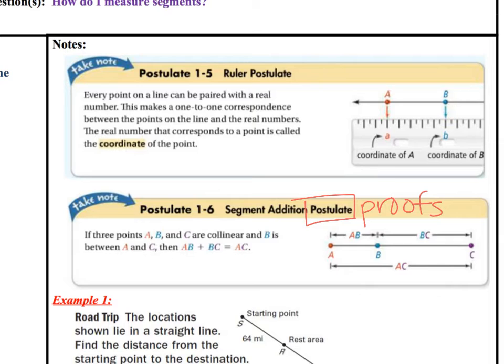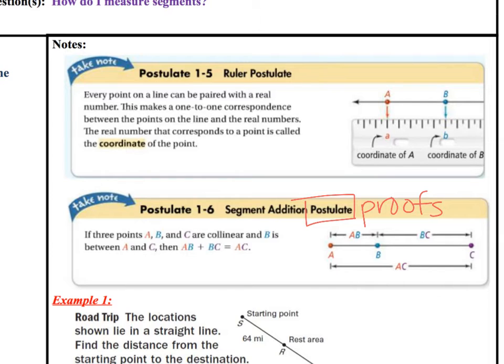The first one we have is the ruler postulate. This is crazy, guys. Every point on a line can be paired with a real number. This makes a one-to-one correspondence between the points and the numbers. The real number that corresponds to a point is called the coordinate of the point. So the number that goes with the spot is the coordinate.